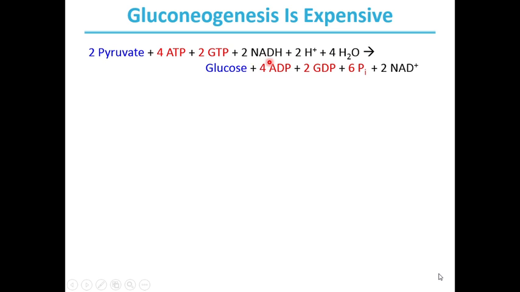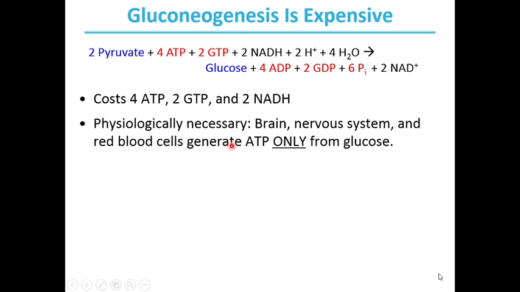And remember, 1 NADH is equivalent to 2.5 ATPs. So 2 NADH is equivalent to 5 ATPs. So 5 plus 6 is 11 ATP molecules that are required to convert 2 pyruvate molecules to 1 glucose molecule. Again, that's the cost. And it is physiologically necessary because brain, nervous system, and red blood cells generate ATP only from glucose. And hence, glucose levels need to be replenished.